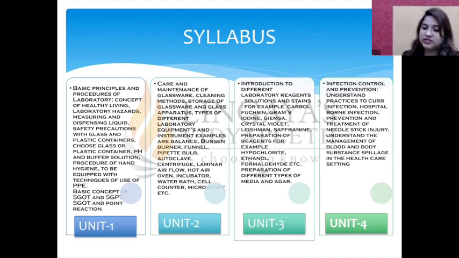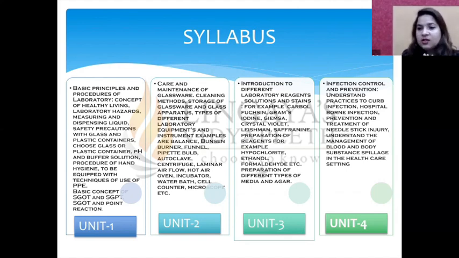Next we'll be talking about the spillage of blood and bodily fluids in the laboratory. If spillage of blood or any type of body fluid occurs in the laboratory, we should know how to deal with this spillage.